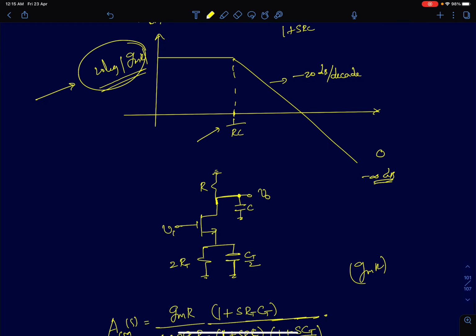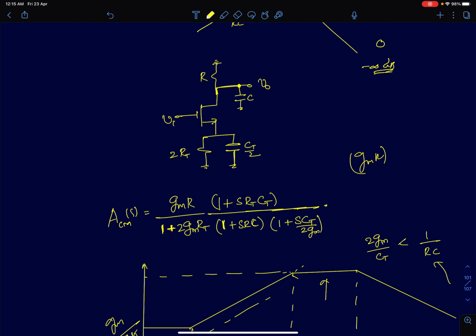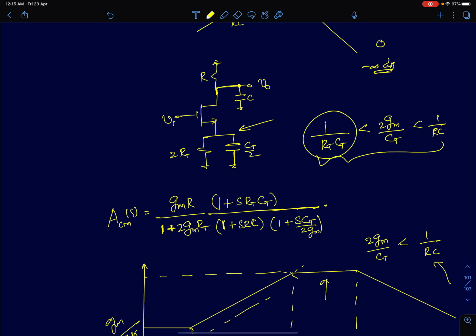Now to plot the common mode response, we will again make this assumption: the zero comes first, since RTCT is so small, followed by the pole due to the capacitance CT by 2, so it will be 2GM by CT, and after this we are going to encounter 1 by RC. So this is the order in which the zeros and poles are going to appear. You will encounter the zero first, the first pole next, and the second pole later.